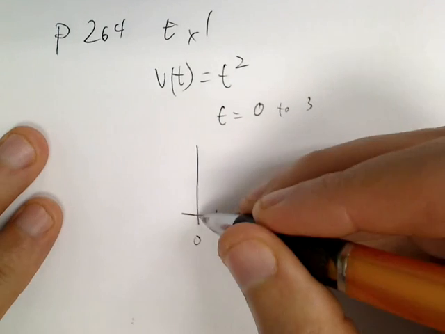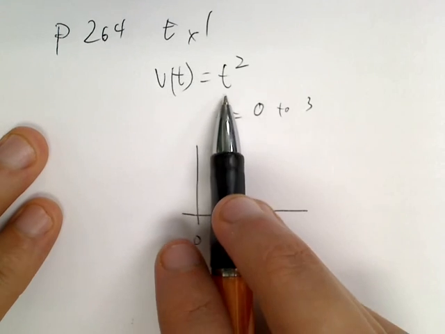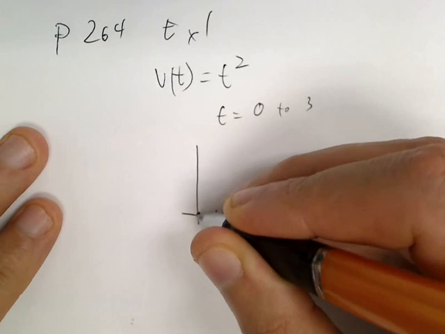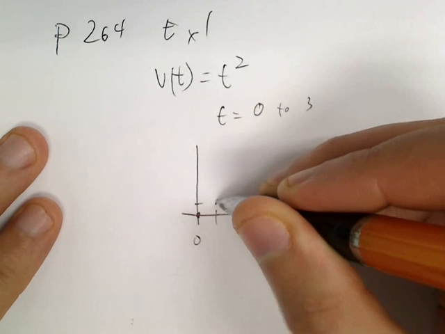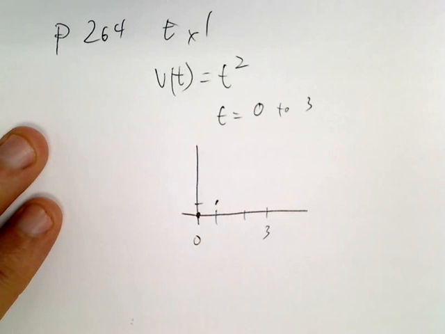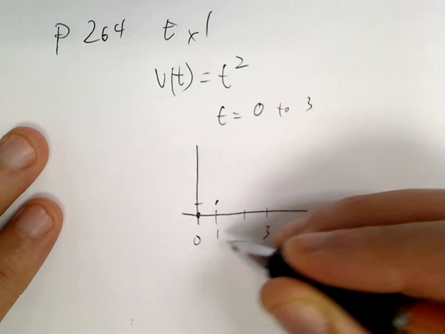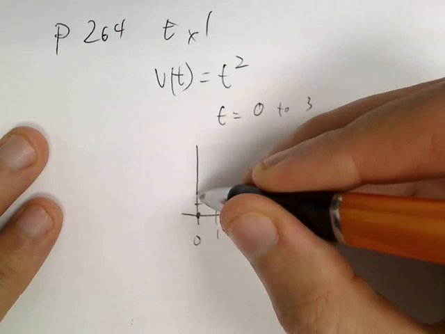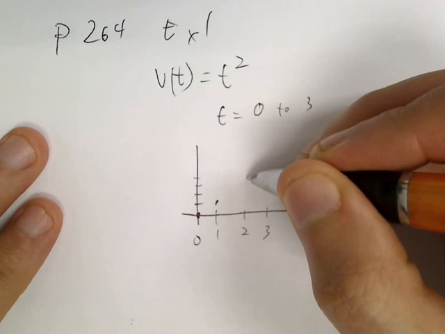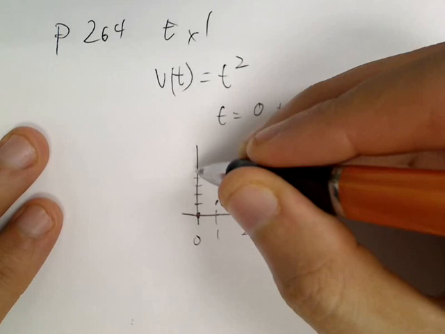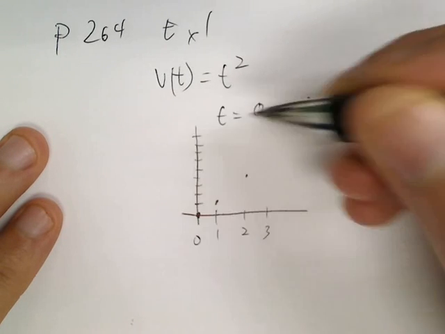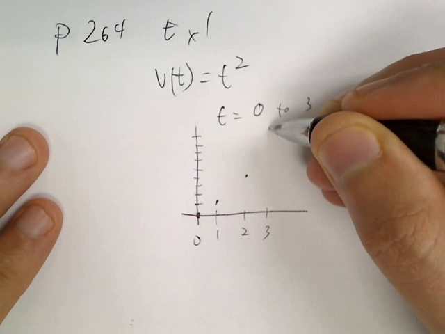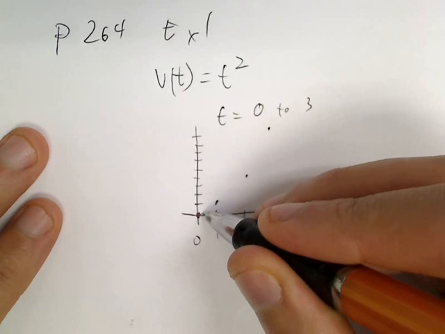So from 0 to 3. At 0, 0 squared is 0. At 1, 1 squared is 1. I'm going to compress my y-axis a little bit because these numbers are going to get bigger faster, obviously. At 2, we're all the way up to 4. And at 3, we're all the way up to 9. So 4, 5, 6, 7, 8, 9. And here is my parabola.